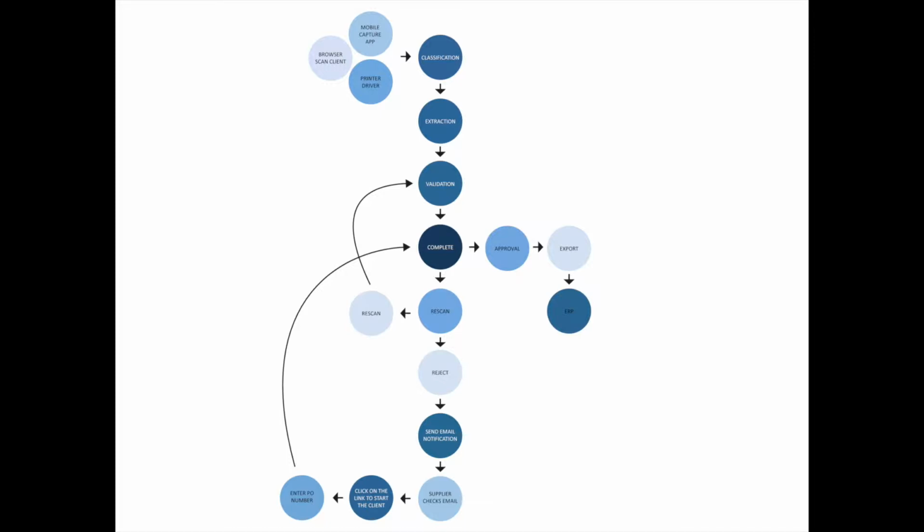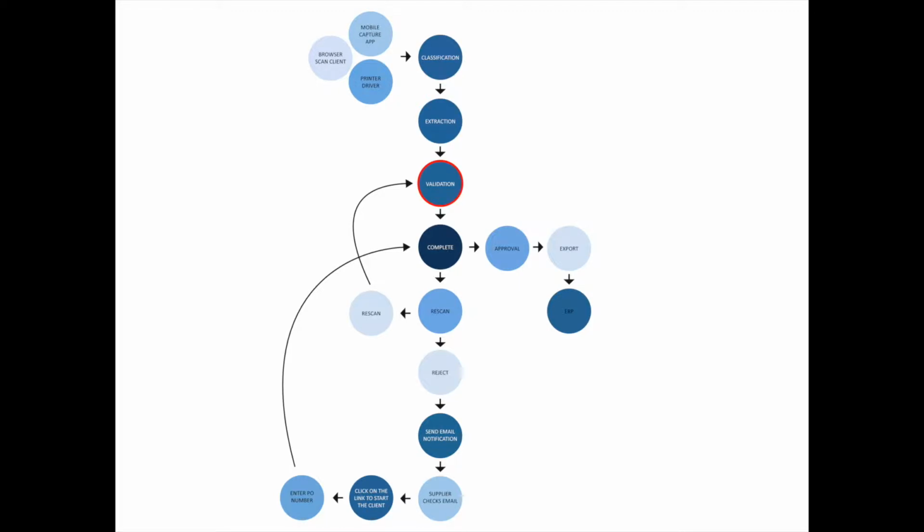In this diagram we see on the top where we start with the input, where we can have a browser-based scan client, we can capture documents from a mobile app, or we can even use a printer driver to print invoices directly to our system. We have in the background some automated processes like classification and extraction to assist in the extraction of information so that the user doesn't have to key all this information in.